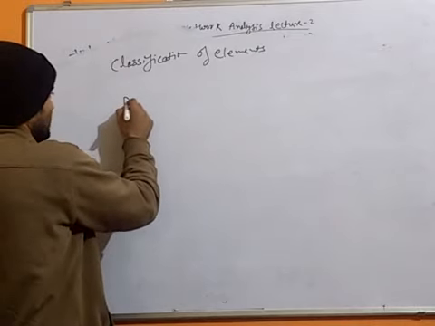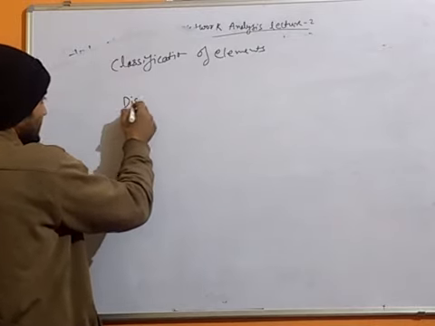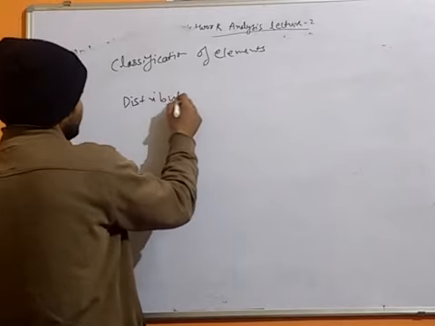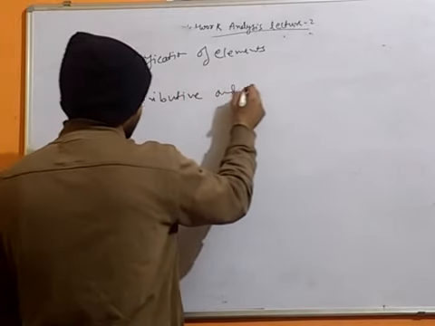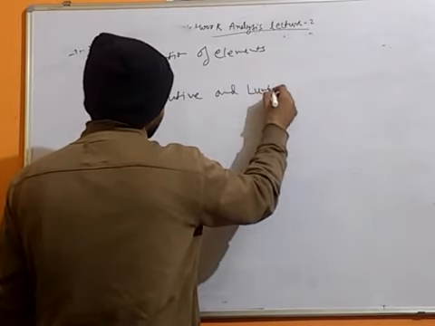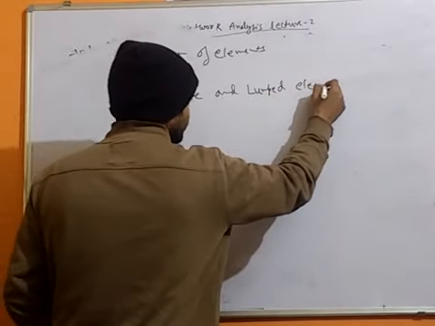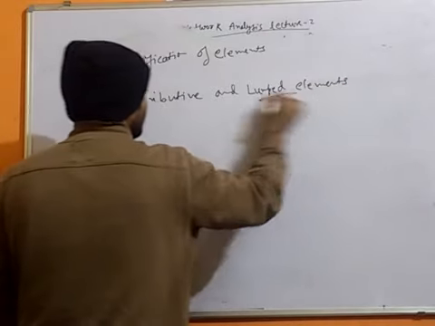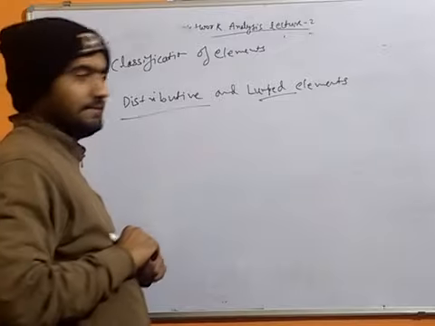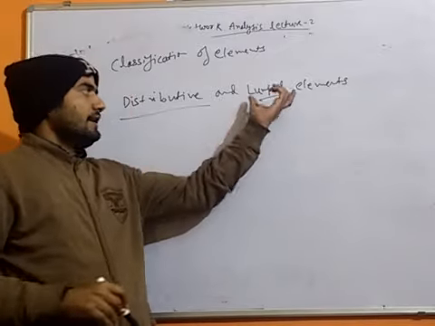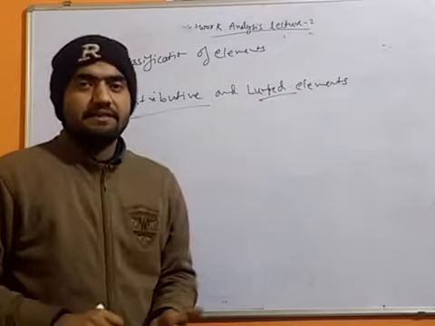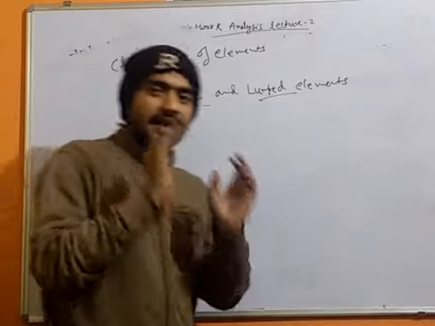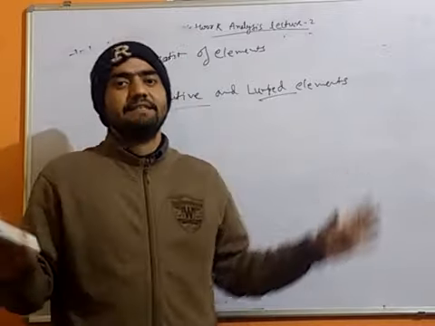The last one is distributive and lumped elements. Okay, lumped elements and distributive elements. Lumped elements are those elements in which R, L, C can be separated easily.